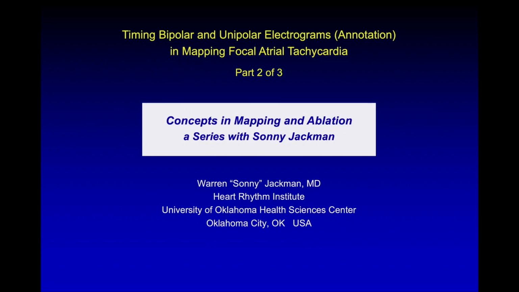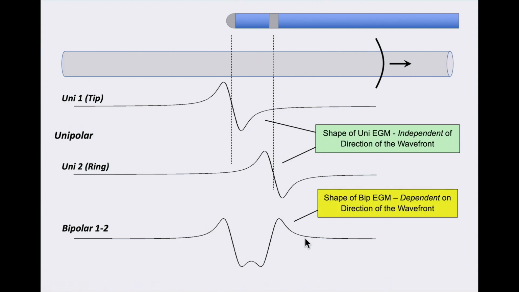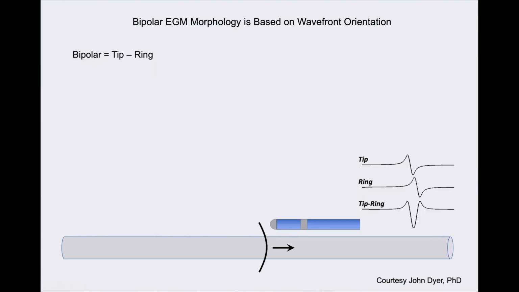Welcome back to our series on concepts in mapping and ablation, and we are continuing with timing of bipolar and unipolar electrograms in the setting of focal atrial tachycardia. In the previous section, I mentioned that the shape of the unipolar electrograms is independent of the direction of the wavefront. However, in a bipolar electrogram, the shape of the electrogram is dependent upon the direction of the wavefront.